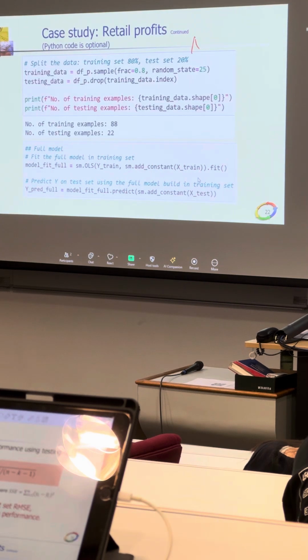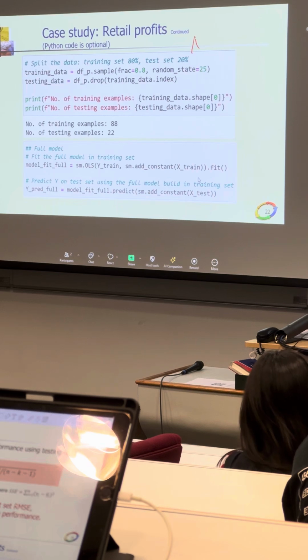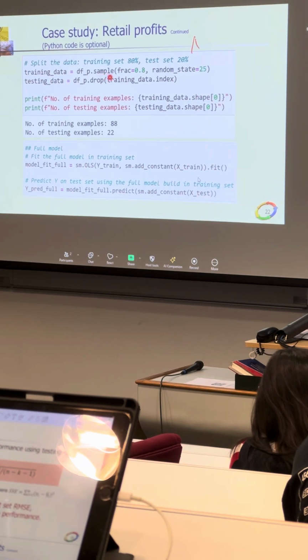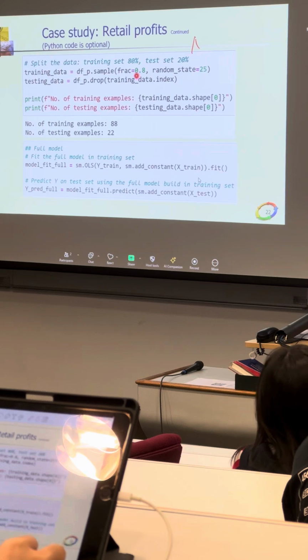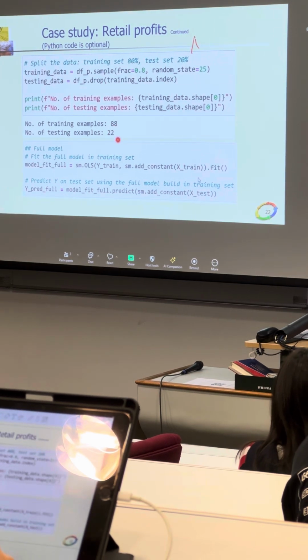Now let's look at the retail profit case. Now, the Python code here is optional, okay? I just put it here in case later on you want to compare the multiple linear regression result with some other model's result. What we do is first we use the sample function to divide our data into training set and test set. 80% of the data will go into the training set, and the remaining data will go to the test set. In our retail profit case, 88 data points will be in the training set, while 22 data points will be in the test set.